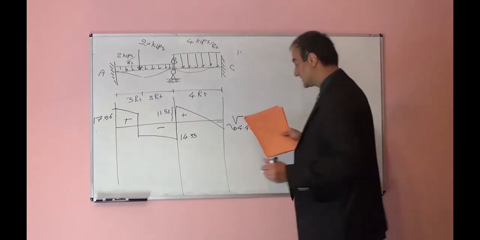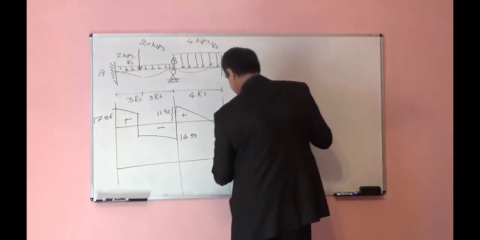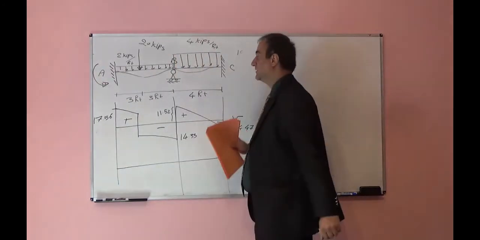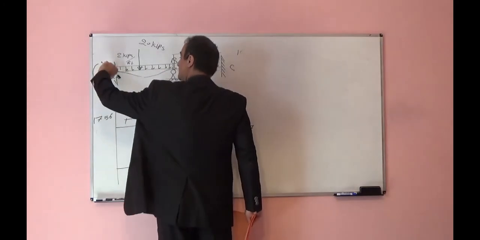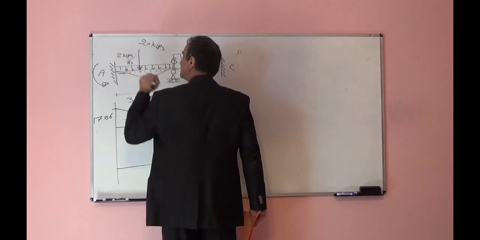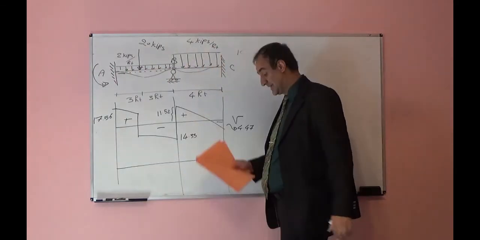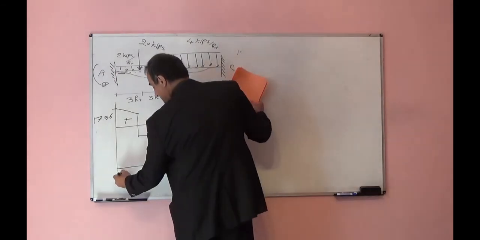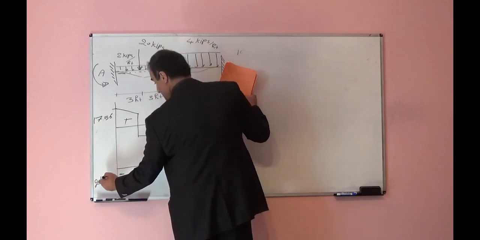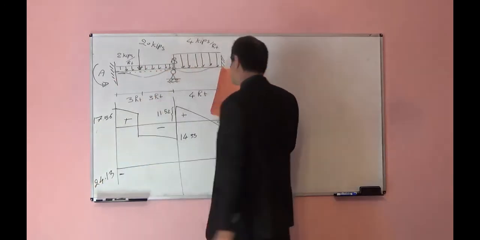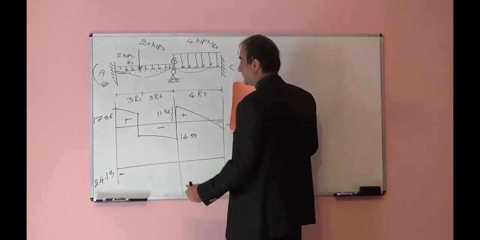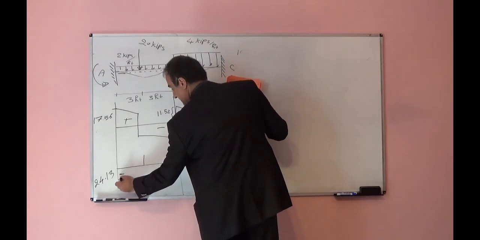Okay, let's now look at the moment diagram. MAB, it is counterclockwise here, but if you take with your hand point A and rotate in this direction, that will produce compression underneath of the beam. It means negative moment. So MAB here in the moment diagram is negative 24.13. Distributed load means the shape is curved, parabolic. So it will come here.